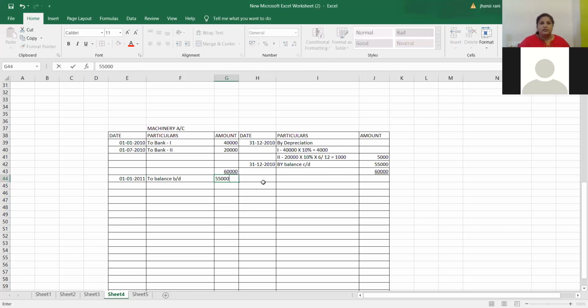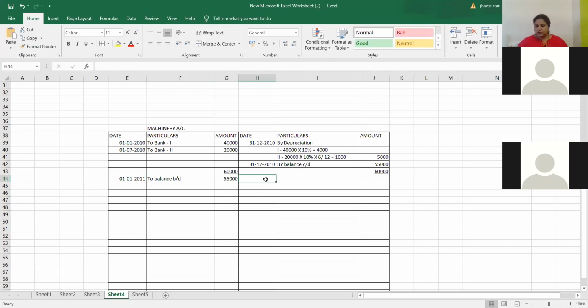So in 2011, there is no transaction, no purchase, no sale. It means we will have only depreciation in this year. So my year ending is 31st December 2011. So again, the depreciation entry is depreciation account debit to machinery account. So I'll write here by depreciation.